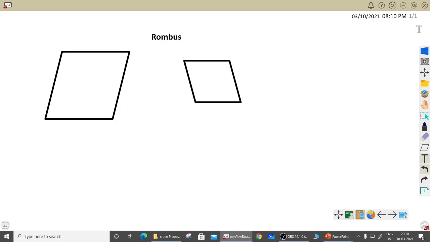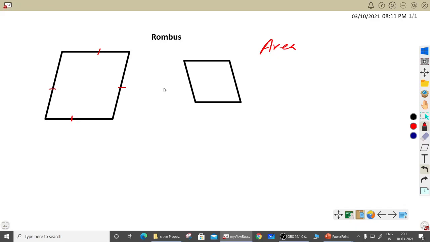The base is not a problem. For the height, we need to draw a perpendicular to the opposite side of the base, which is parallel to it. Now here comes the rhombus. The difference between a rhombus and a parallelogram is that a rhombus has all four sides equal. This is equal to this, this is equal to this, this is equal to this. Now, finding the area of a rhombus: if base and height are given, we can calculate, but they will not be given. Then how can we calculate?